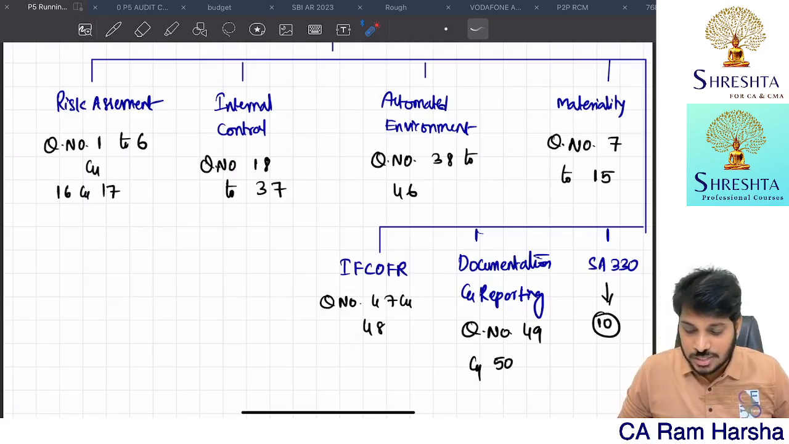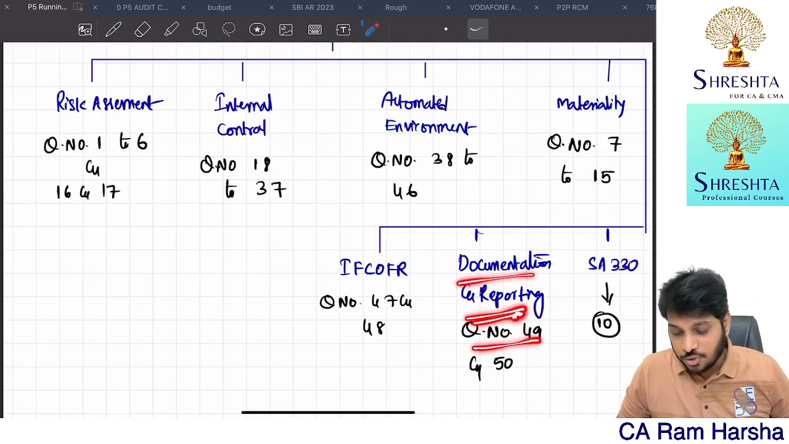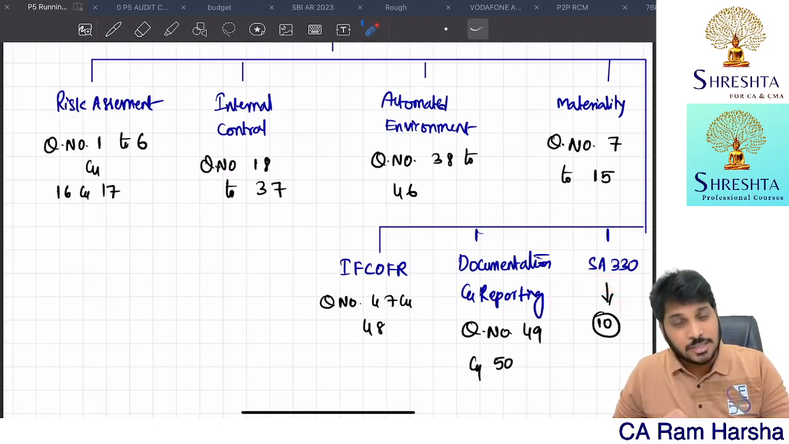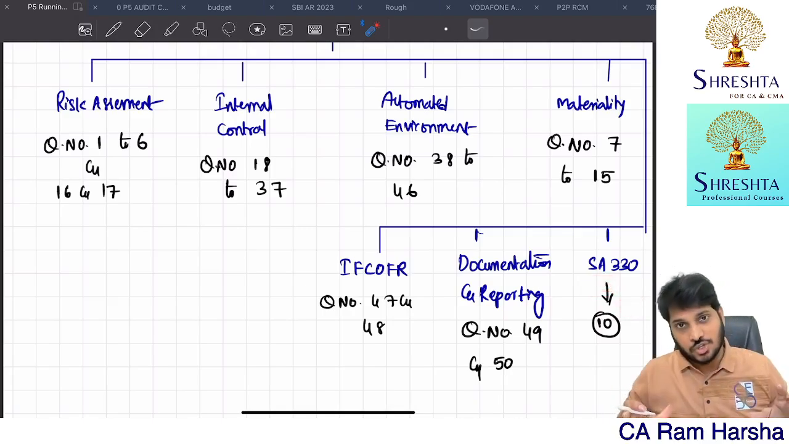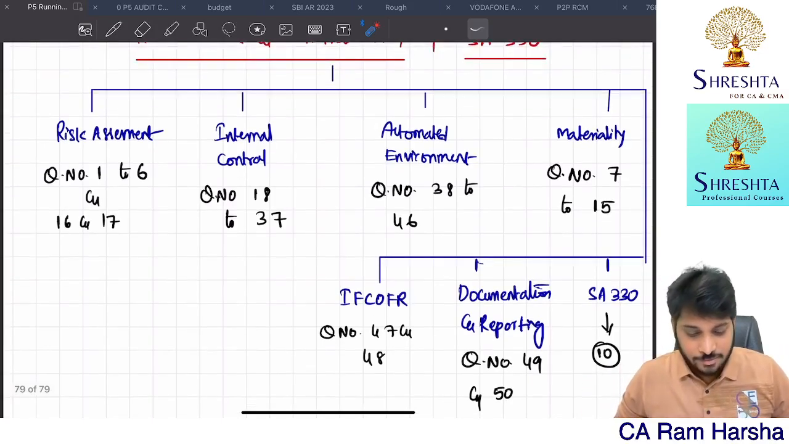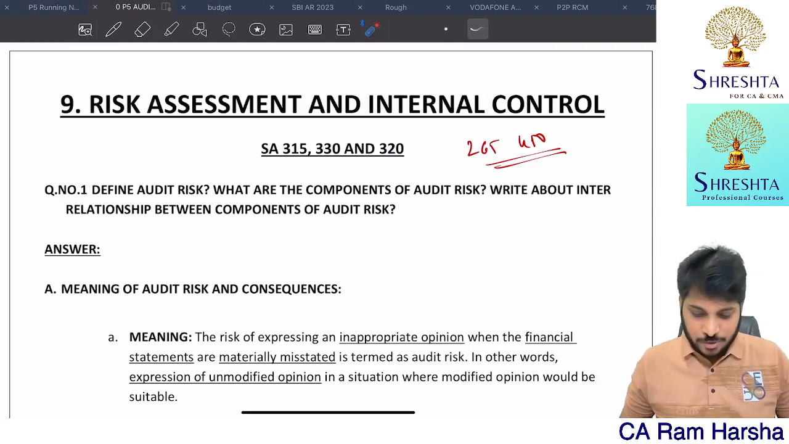Then 2 questions on documentation and reporting related to this particular topic, risk related topic, all that. And one exclusive standard we are discussing, that is SA 330. And after we finish this topic, then we need to discuss 2 more standards, 265 and 450. With that, the entire syllabus will be completed. Getting it? Fine. So I think I gave you proper introduction to it. Fine, let's begin this chapter.